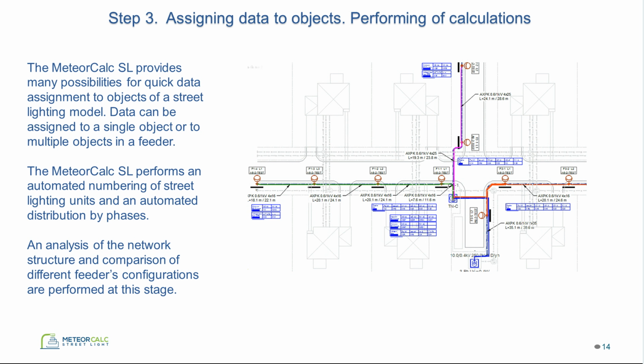Step 3. Assigning data to objects and performing calculations. In this step, you finish to make the street lighting model and perform all required electrical calculations. Based on the results of electrical calculations, you choose the optimal structure of street lighting feeders and select parameters of cables.